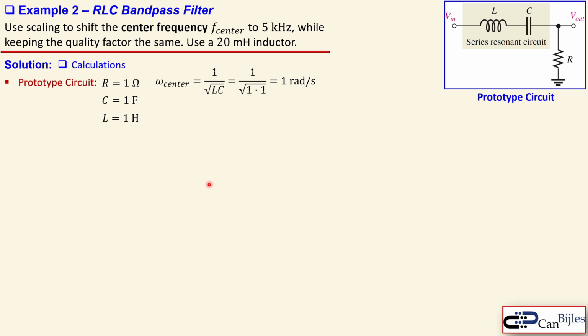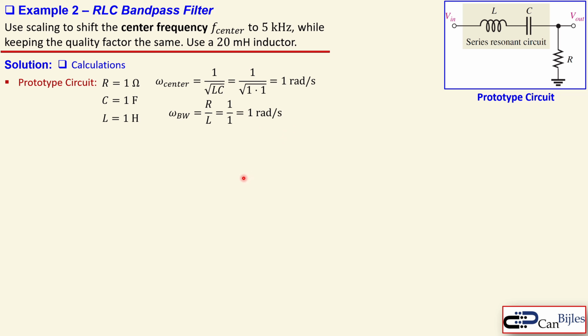Now when you look at the center frequency, the calculation for the center frequency is 1 over the square root of the product of the inductor and the capacitor values. They are again 1 and 1. That means we have here 1 radians per second as our center frequency. But going to the bandwidth, that is this formula, which is R over L, which is 1 over 1 again, because everything is 1. That means 1 radians per second.